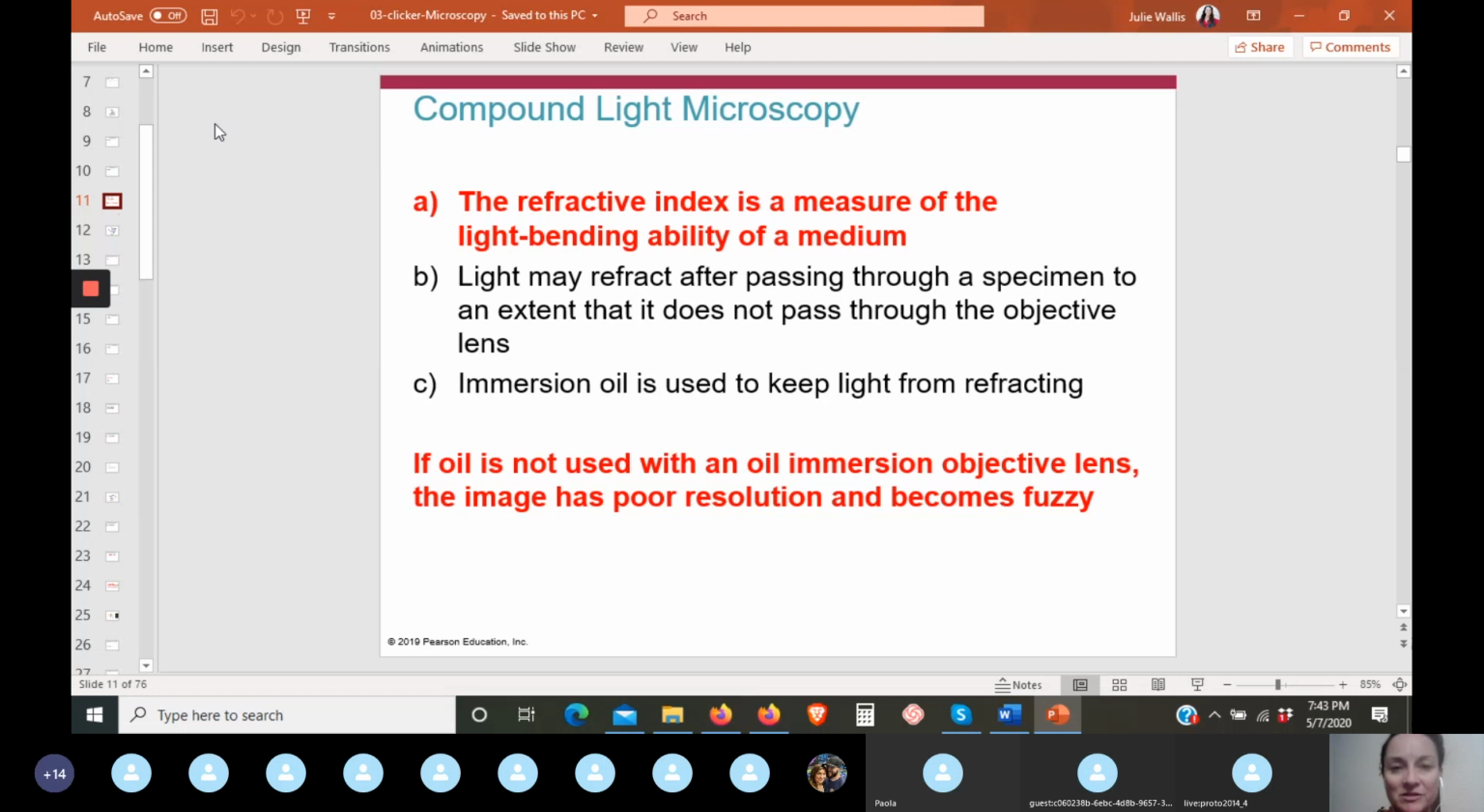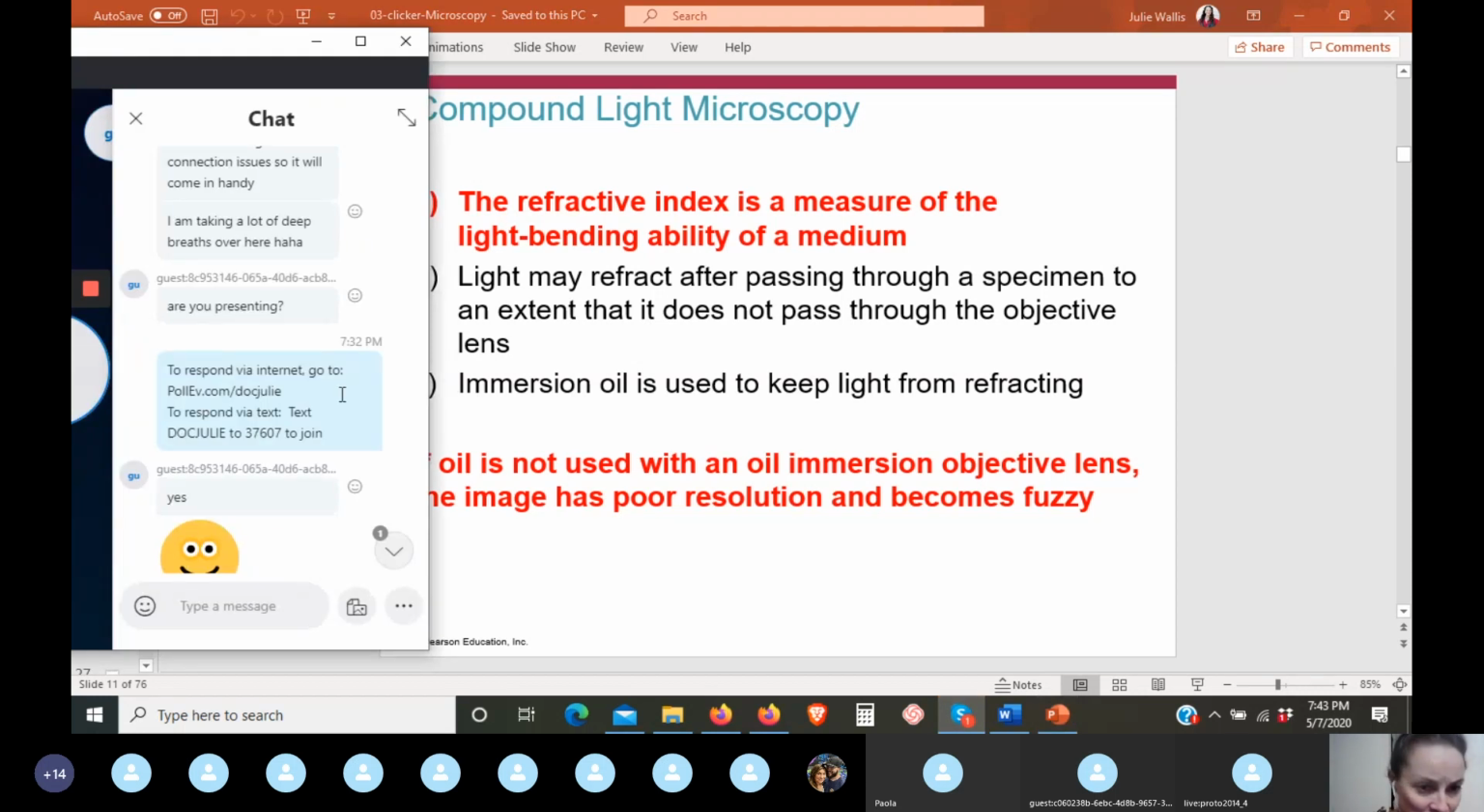And the important thing that you need to know about this, besides the fact that the refractive index is the bending of the light, that's the definition, is that at the 100x objective, which is the oil immersion objective, that's the highest magnification that a light microscope will go to. You must use oil immersion to bend that light so that it focuses it through the objective. Otherwise, the image will appear fuzzy and have poor resolution.